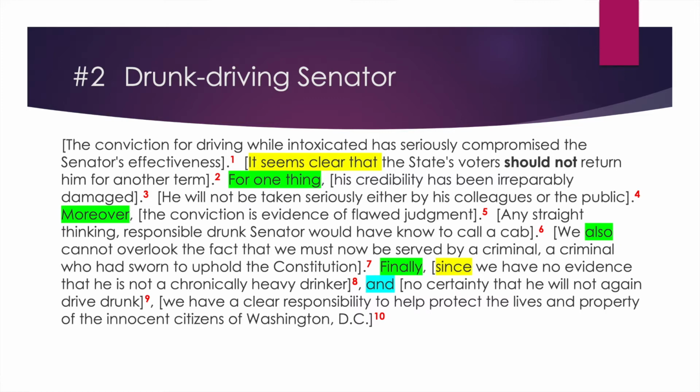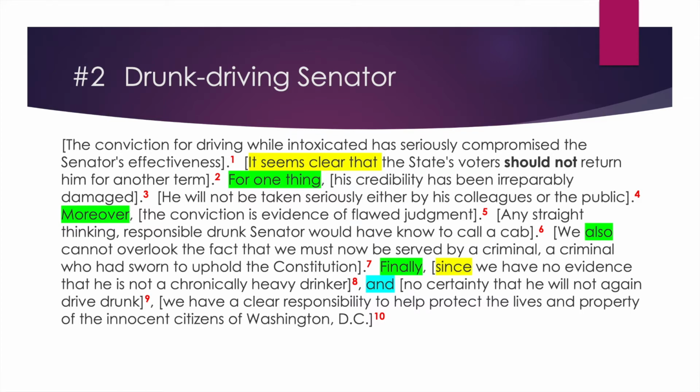The conviction for driving while intoxicated has seriously compromised the senator's effectiveness. It seems clear that the state's voters should not return him for another term. Now let's look at those first two sentences and first two assertions, right? And we see the indicator in between. It seems clear would indicate that a conclusion or claim is being drawn on the basis of the previous evidence, right? So the first assertion is evidence. The second assertion is a claim proven by the evidence.